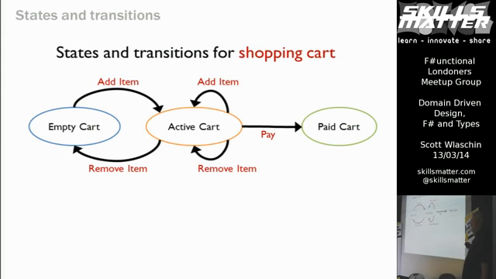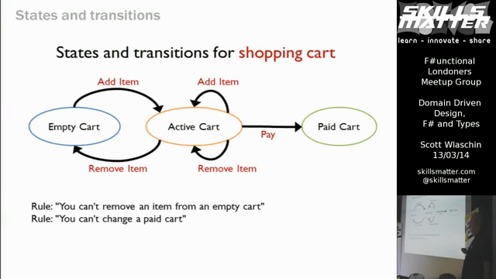Empty cart, you have an active cart with stuff in it, and then you pay for it. When you pay for a cart, it's paid for and it's done. You can't add things to it anymore. It's immutable. You can remove things from a cart, and if you remove too many things, you go back to being an empty cart. But you can't remove something from an empty cart. So there's a bug eliminated right there.